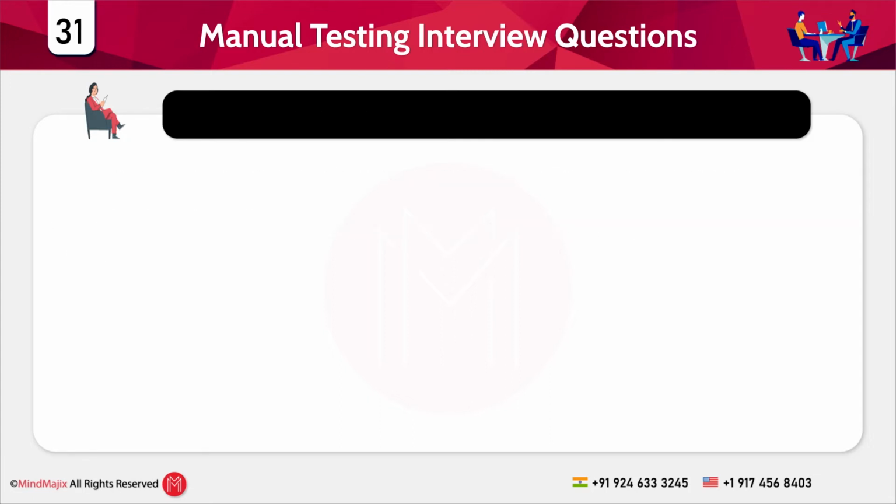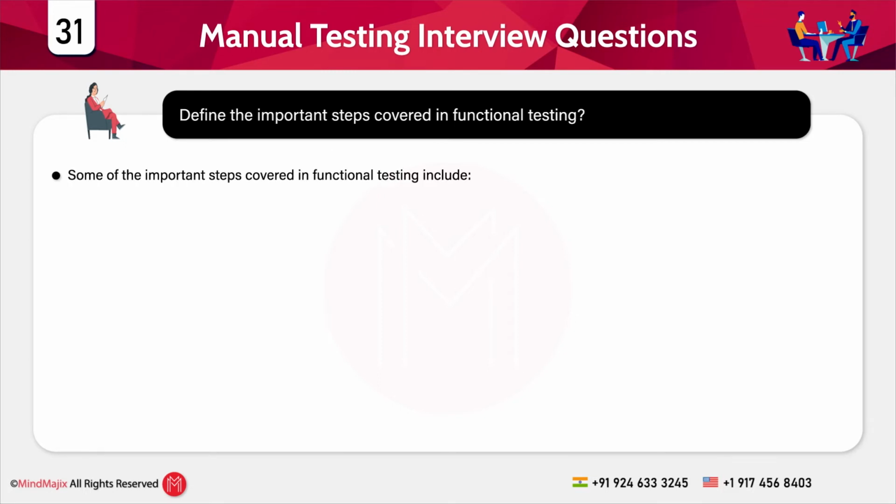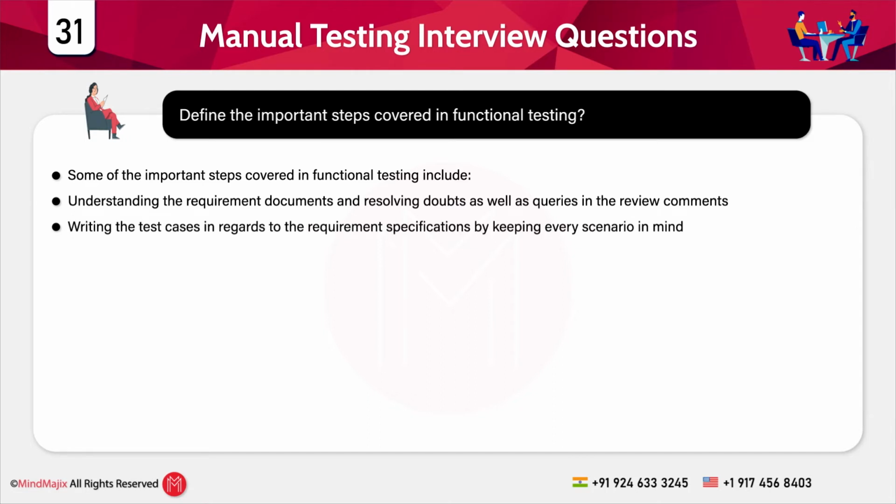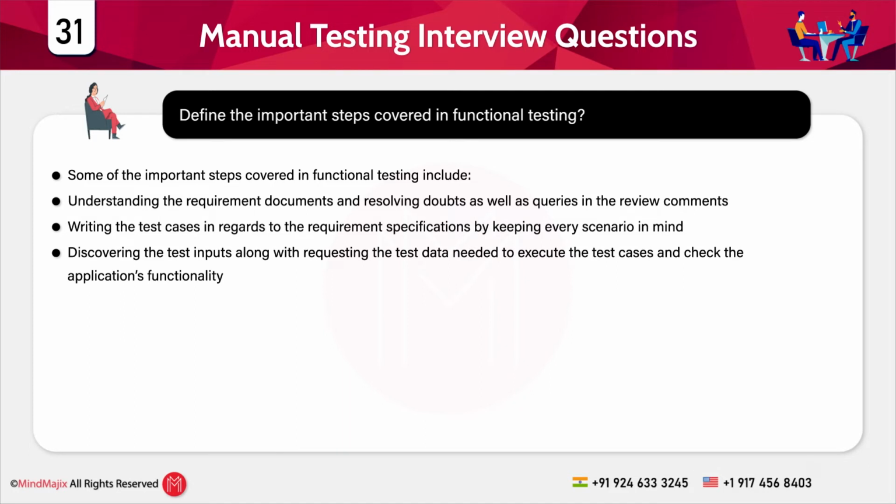So the next question is, define the important steps covered in functional testing. Okay, so some of the important steps covered in functional testing are, first, understanding the requirement documents and resolving the doubts as well as queries in the review comments. Next, you write the test cases in regards to the requirement specification by keeping every scenario in mind. Then you discover the test inputs along with requesting the test data that is needed to execute the test cases and also check the application's functionality.